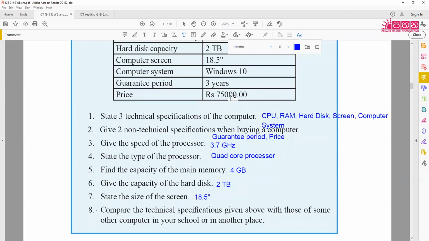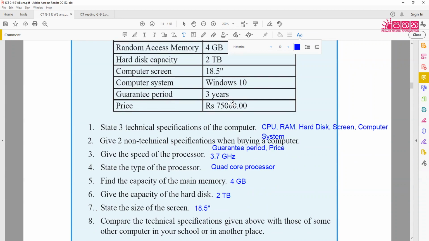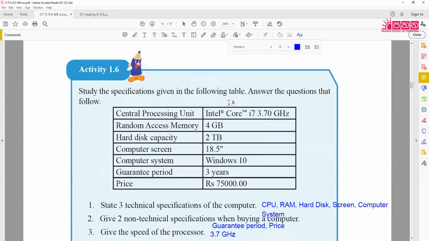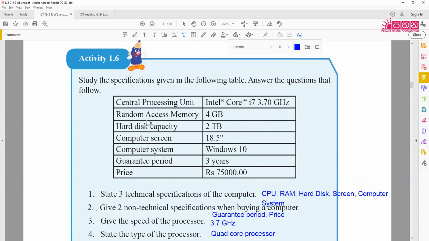Okay. So these are the things that we have to discuss. Now, can you prepare a table? I will give you some time. Can you prepare a table with these lines? Because I'm going to show you some specifications and I will ask you to take down these details. So write down CPU, random access memory, hard disk, computer screen, then computer system, guarantee period, and a price. And then I will give you a couple of specifications and you are supposed to find any details available.